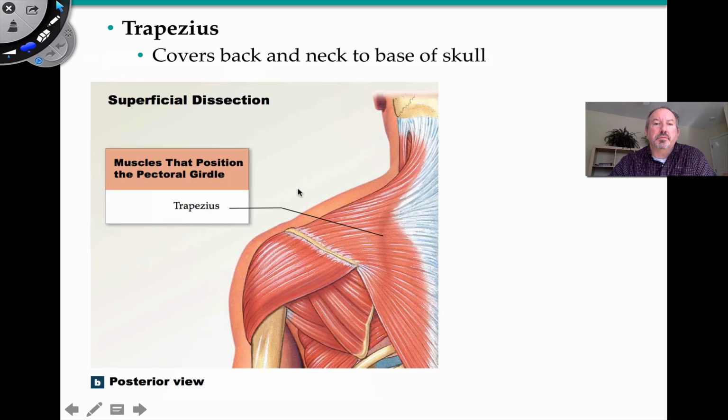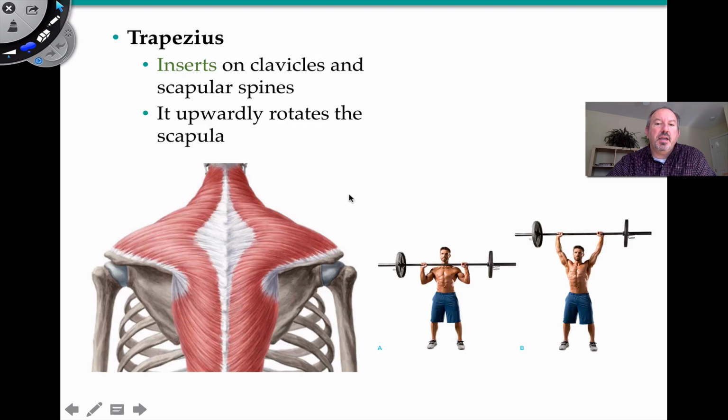This is a posterior view. And the trapezius covers basically your upper back, and it's attached to the base of the skull, as you can see right there, trapezius. And basically, in terms of an action, it helps to rotate the scapula, and it's involved in a push-up. If you're a weightlifter, you'll be familiar with this. It inserts anteriorly at the clavicle. This is a posterior view, but it also inserts at the scapular spine, which is this little guy that's coming across right there. Okay, so look how large it is.